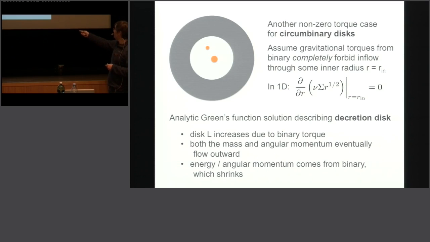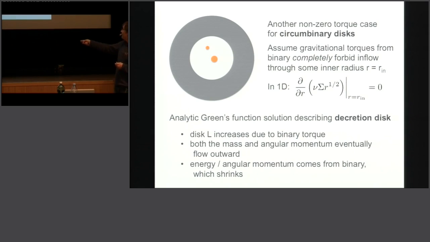So in one-dimensional viscous models, where we're considering the evolution of the disk, the condition would be that the radial velocity is 0. This would be the expression for the radial velocity. The radial velocity is 0 at some radius r equals R_n. And this situation also has an analytic solution for how the disk would behave. Now it's not really an accretion disk so much as a decretion disk, because by construction we're not allowing any material to flow in and join either of the two stars in the binary.